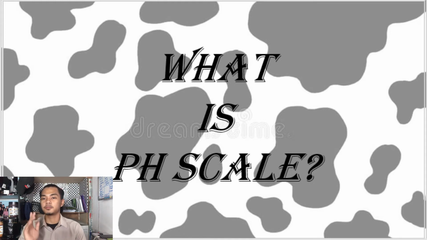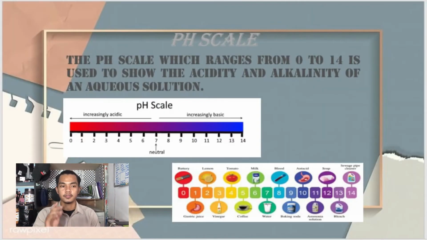What is pH scale? The pH scale, which ranges from 0 to 14, is used to show the acidity and alkalinity of an aqueous solution. Solution with pH value less than 7 is acidic, while solution with pH value more than 7 is alkaline. Universal indicator, pH meter or pH paper is commonly used to determine the pH value. So what is actually pH?